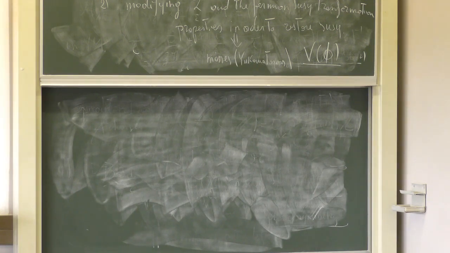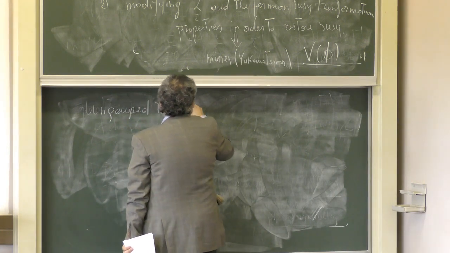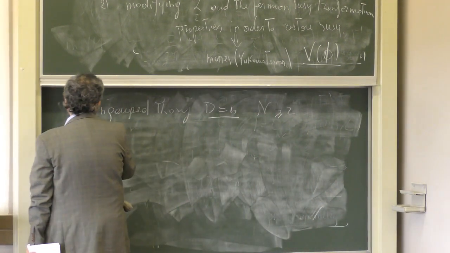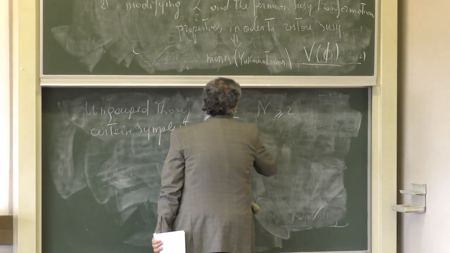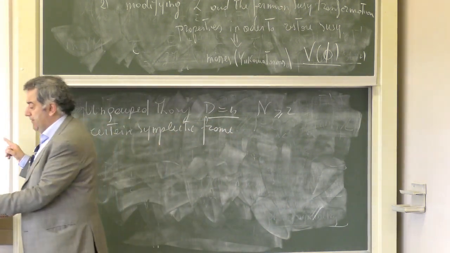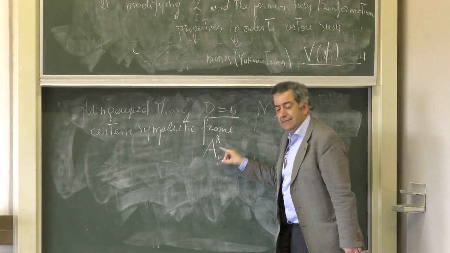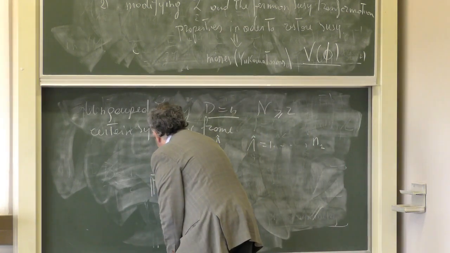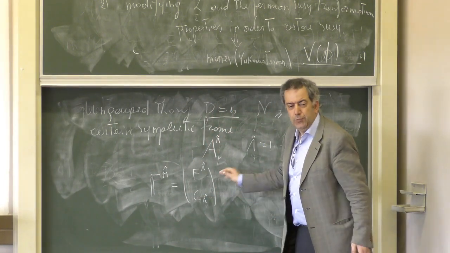So, we start from an ungauged theory in D equal 4, if we're focusing on four dimensional theories, and N greater or equal than 2, in a certain symplectic frame. We shall label the components of this symplectic frame by a hatted index because we want to distinguish this symplectic frame from a generic symplectic frame which we are going to deal with later. Okay? So, in this symplectic frame, the vector fields are labeled by a hatted index. So we're going to have F hat, which is F lambda hat and G lambda hat. Okay? And then duality acts on them as we know.